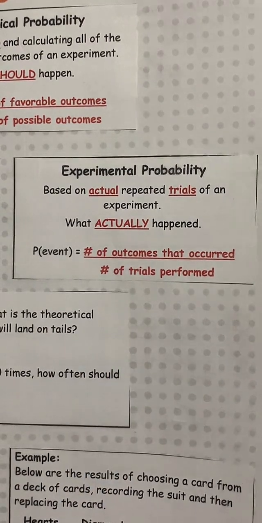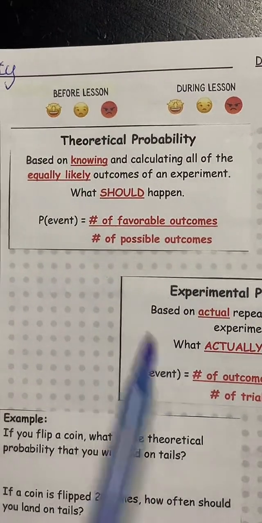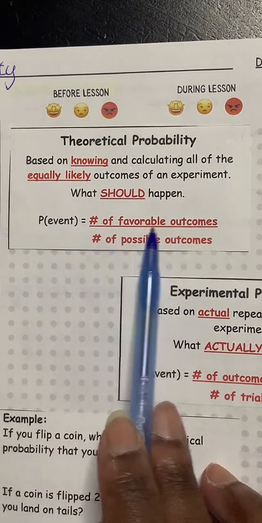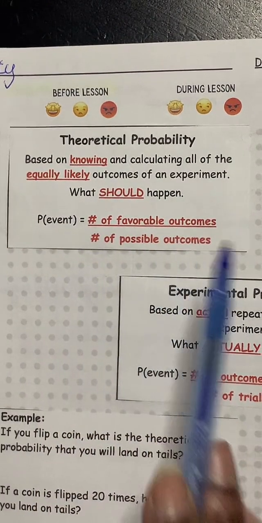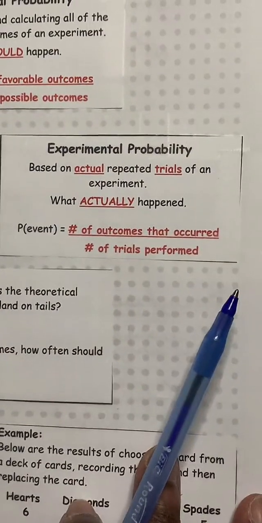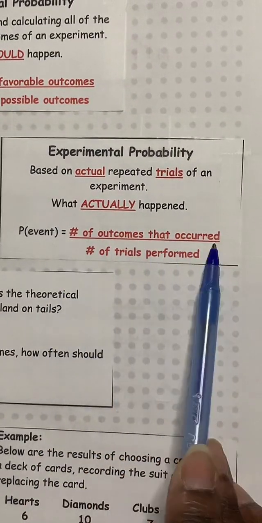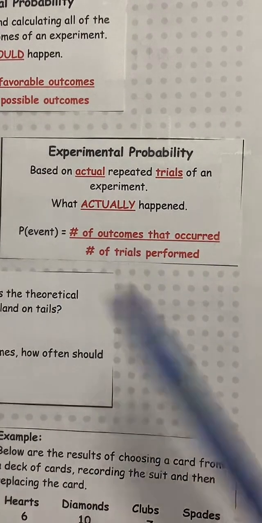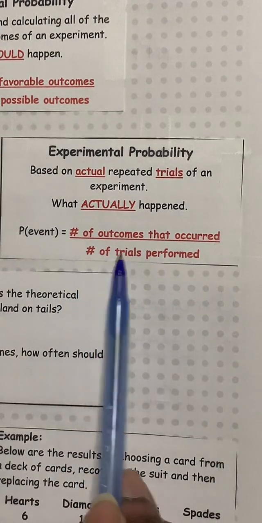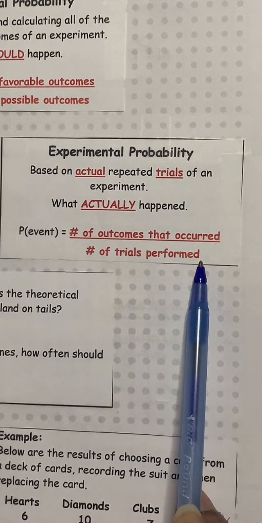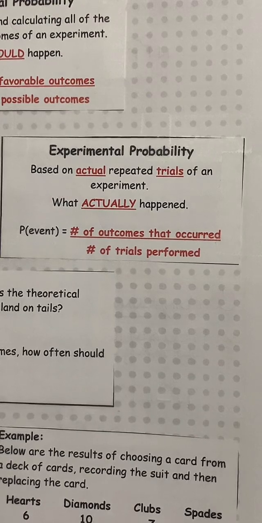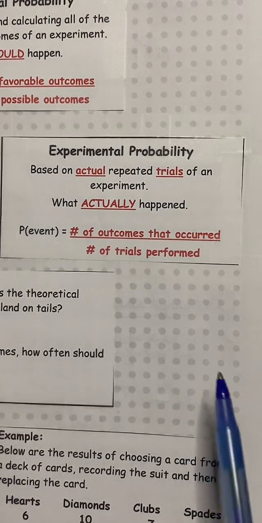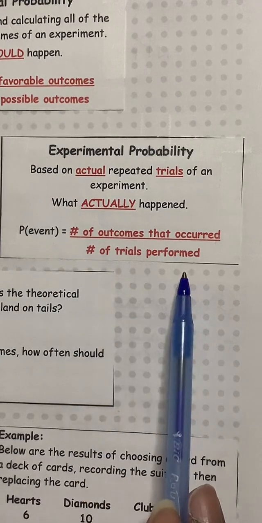So if you notice, the theoretical was the number of favorable outcomes over the number of possible outcomes. Whereas the experimental is the number of outcomes that occurred, because you're actually doing it, over the number of trials performed. How many times did you get tails when you flipped the coin? And how many times did you flip the coin?